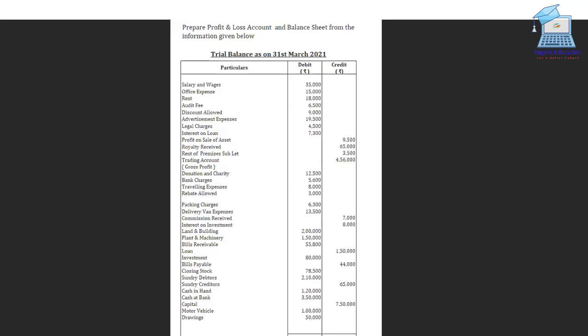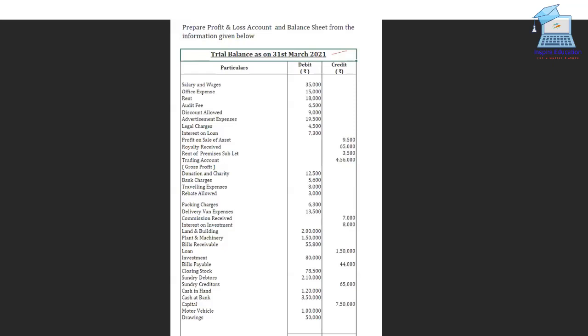So here in this question, it is given debit balances and credit balances. This is actually trial balance. In the trial balance, all debit balance and credit balance are equal. So from here, we will be preparing one profit and loss account and one balance sheet.